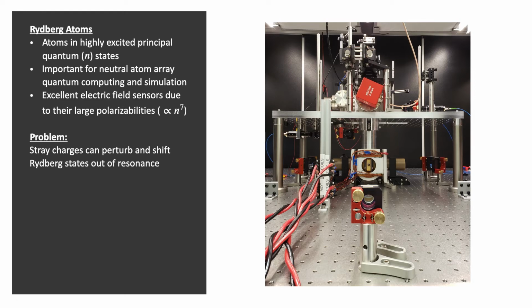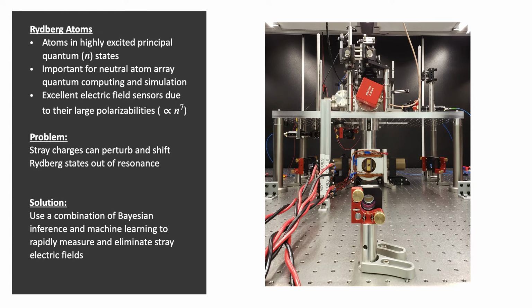However, ordinary measurement techniques are time-intensive and reduce measurement sensitivity. A solution to this problem is to use a combination of Bayesian inference and machine learning to rapidly measure and eliminate stray electric fields using electrodes inside the vacuum chamber.